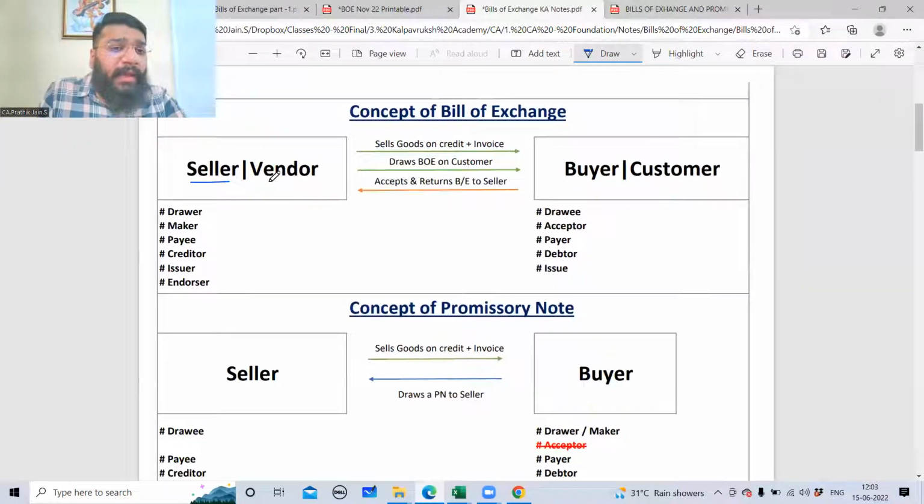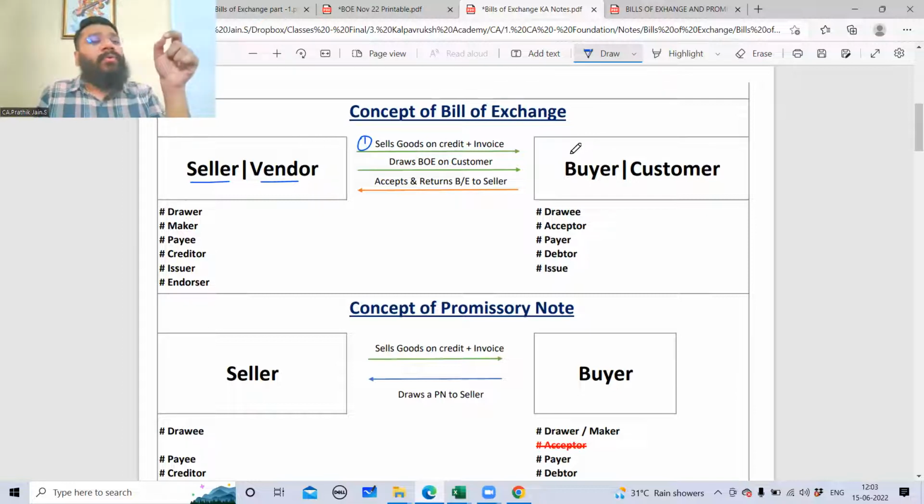Now, seller and vendor. Seller is called as vendor. This person sells goods on credit to the buyer, to the customer. Along with the goods, can I say he will send the invoice also to the customer? Correct, no? So this invoice from the seller's point of view is the sales invoice. And for buyer, it is a purchase invoice.